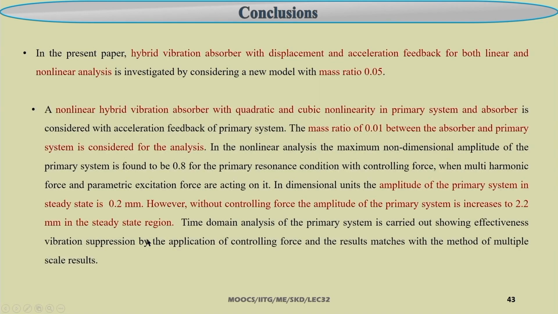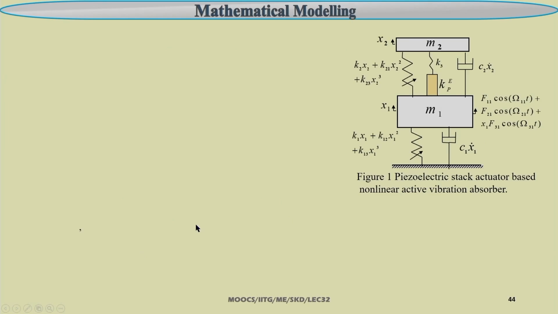In the present work, we have seen this hybrid vibration observer with displacement and acceleration feedback for both linear and nonlinear analysis. The conventional work takes a mass ratio of the order of 0.05, that is up to 20. Here we have gone to mass ratio up to 100 and seen the response of the system for different mass ratios.